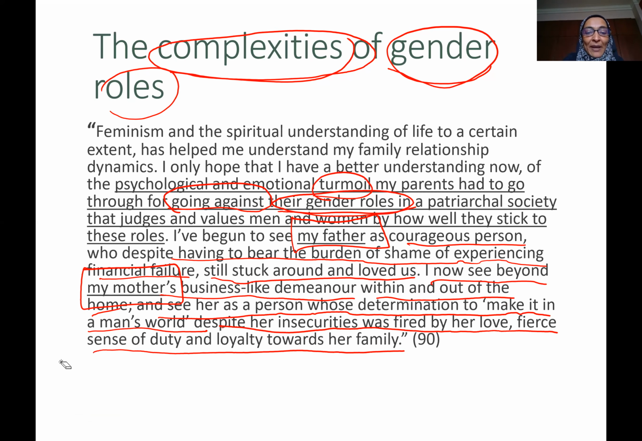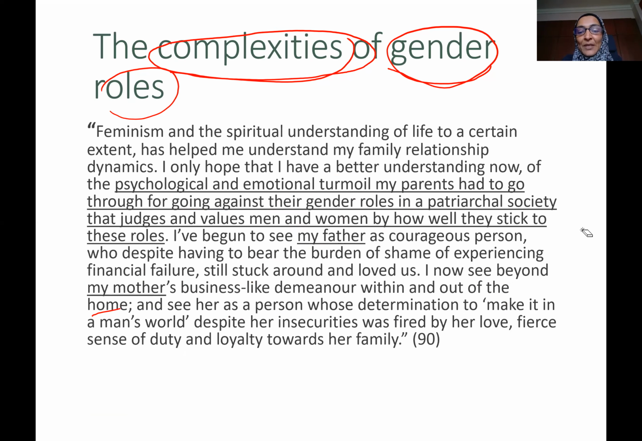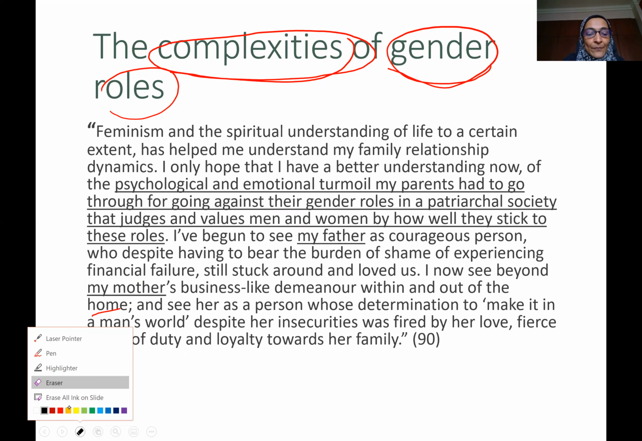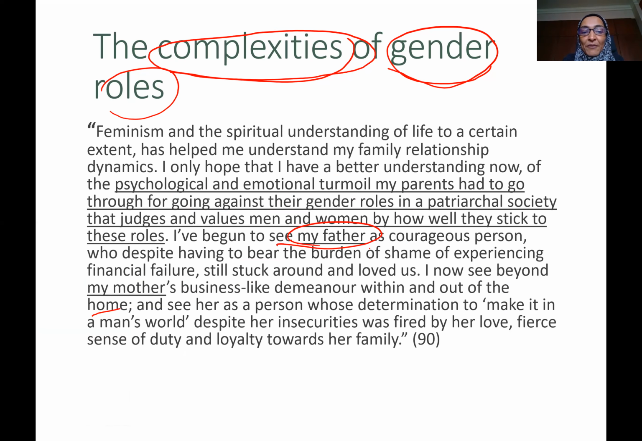So I want you to unpack this a little bit. What's happening in this context? What's happening to the father? He suffered financial failure. He lost his job. He suffered financial failure, and that caused him a lot of shame. He was not able to take care of his family. He lost his job. He lost his income. He was not able to be the breadwinner.